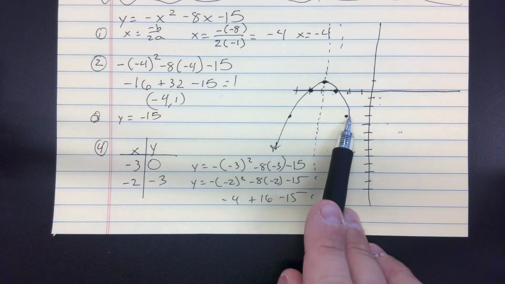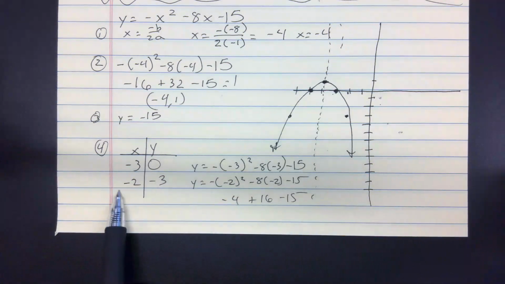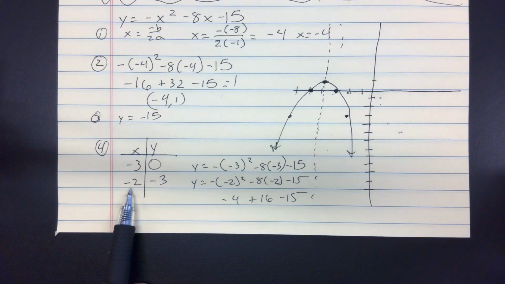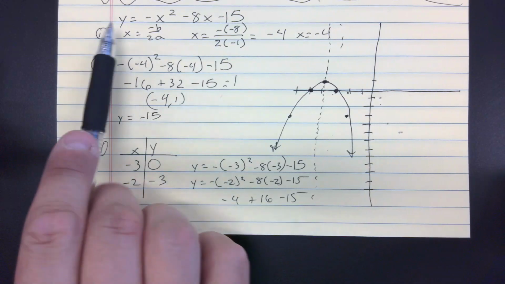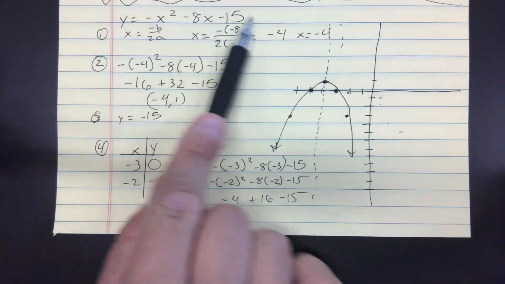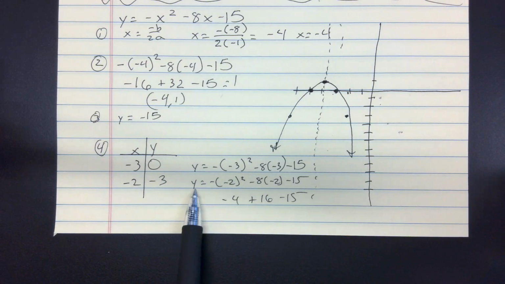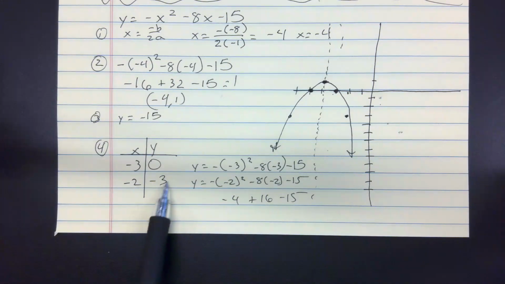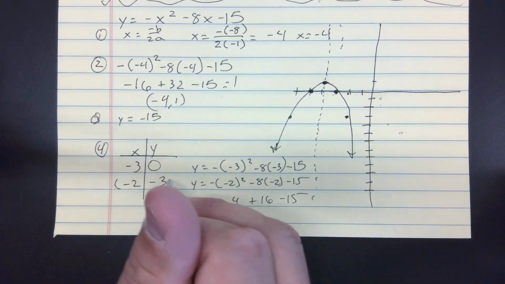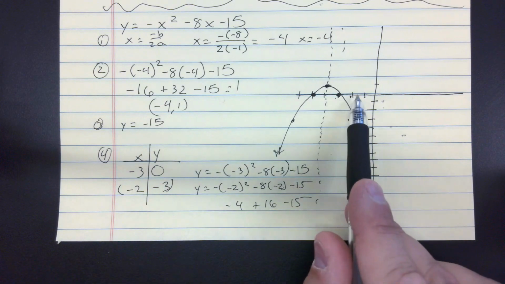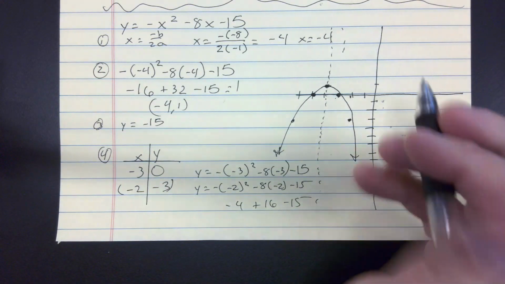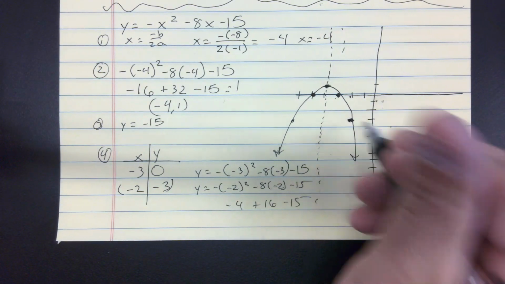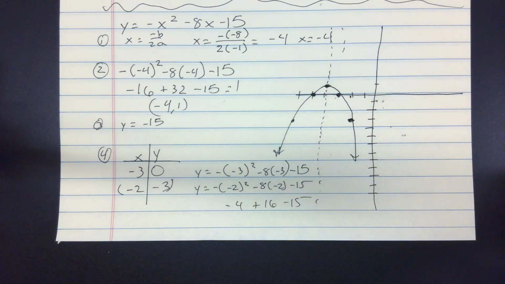Right here. So I plugged in negative 2 into my equation. Remember, these x values you pick, you're going to plug back into your original equation up here. Solve it for y, and then whatever you get, we'll go right here, and that'll make an ordered pair right there. So negative 2, negative 3. Okay? Questions so far?